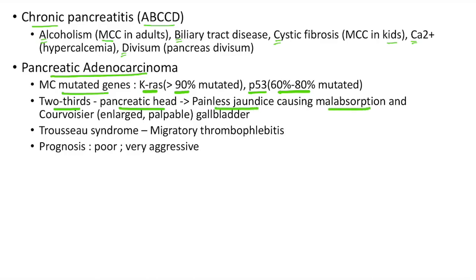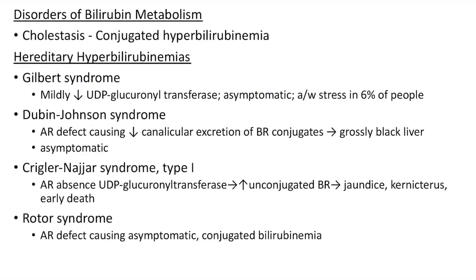which causes malabsorption and Courvoisier gallbladder. Courvoisier gallbladder is enlarged palpable gallbladder. In pancreatic adenocarcinoma, there will be Trousseau syndrome, which is migratory thrombophlebitis. The prognosis of pancreatic adenocarcinoma is poor and it is very aggressive.